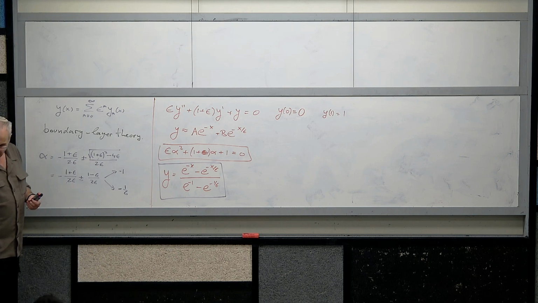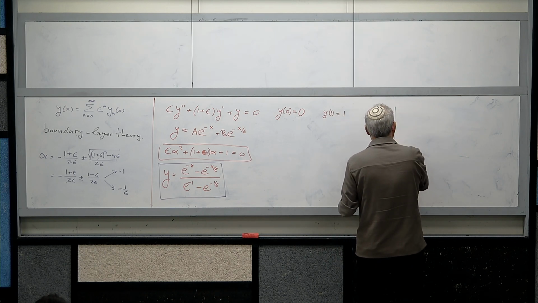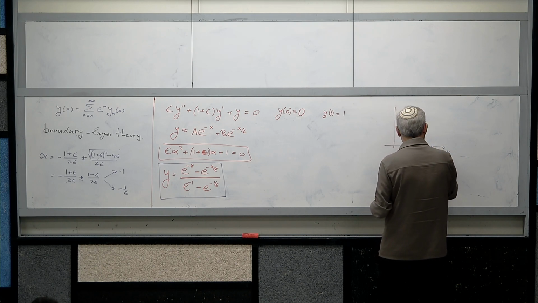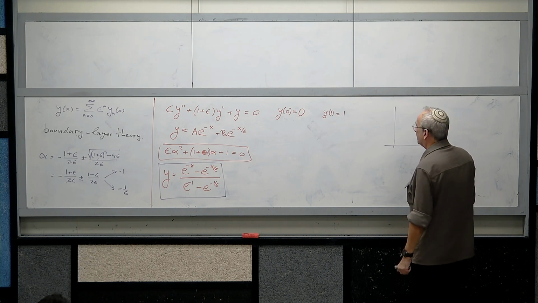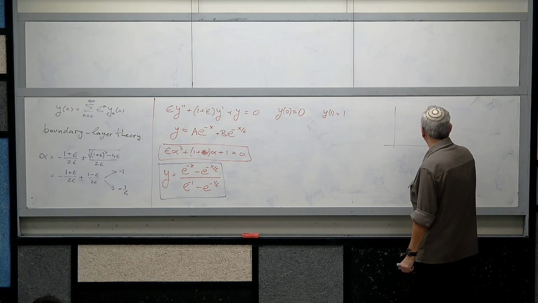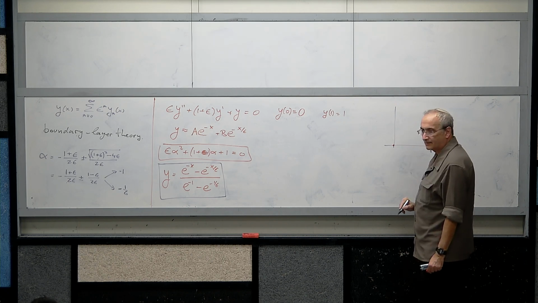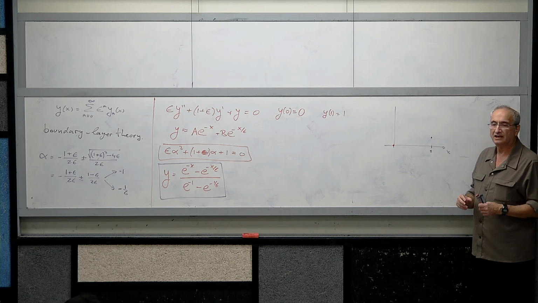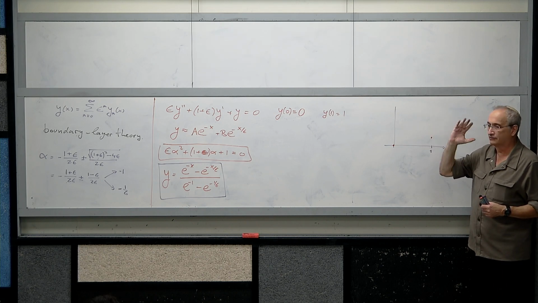Now, let's plot it. So now this is x, and this is 0 of course, and this is x equals 1. We know that when x equals 1, y is 1. We know that when x equals 0, y is 0. Now, what will happen if we take epsilon to 0? Let's assume that epsilon is very, very small. So as a first approximation, I'm taking epsilon to be 0.